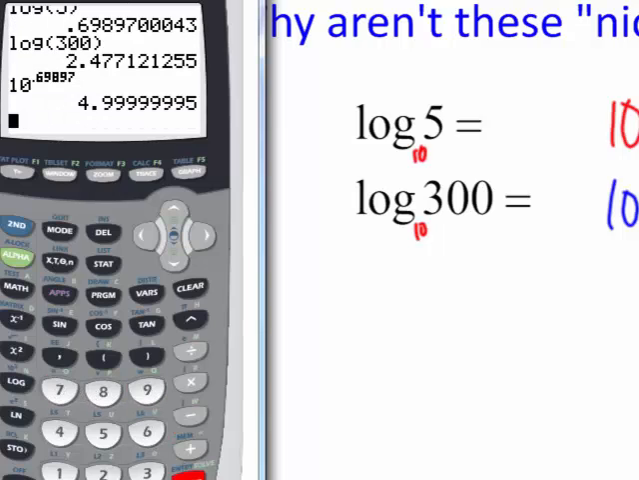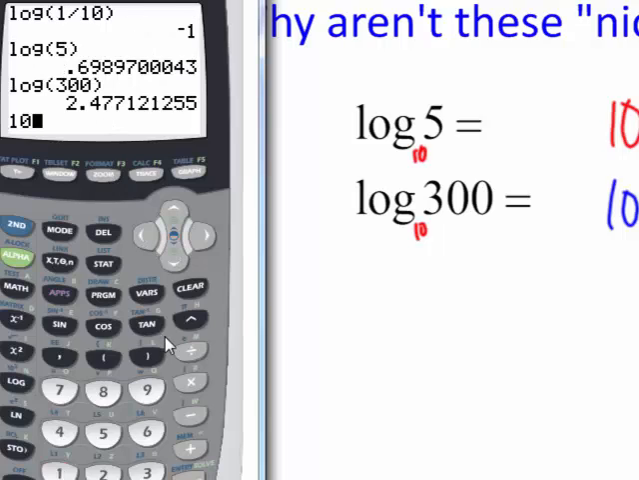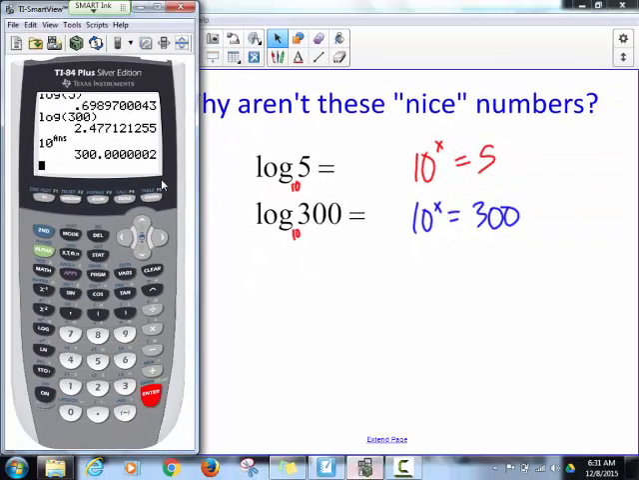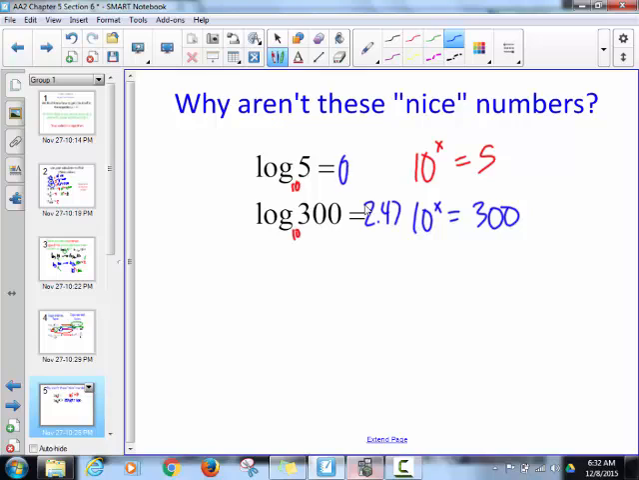69897. Boom. I get about exactly 5. Same thing. If I did 10 to this number, I can just hit second and then answer, take my last answer. I should get 300. That's why, because this 300 is saying like 10 to what power is going to give me 300. So I'm going to get some decimal. That's why I got 2.47. So this is about 2.47, and this is about 0.67. So just remember, if they don't show a base number, it's always base 10 for logs. It's always base 10.